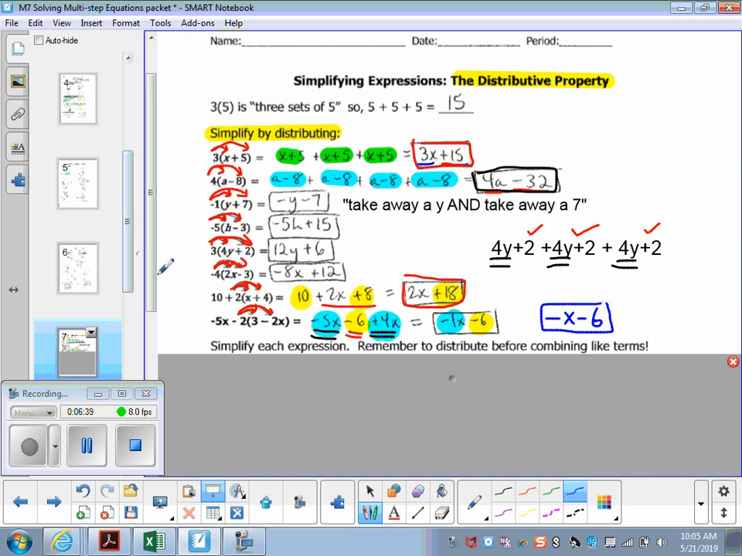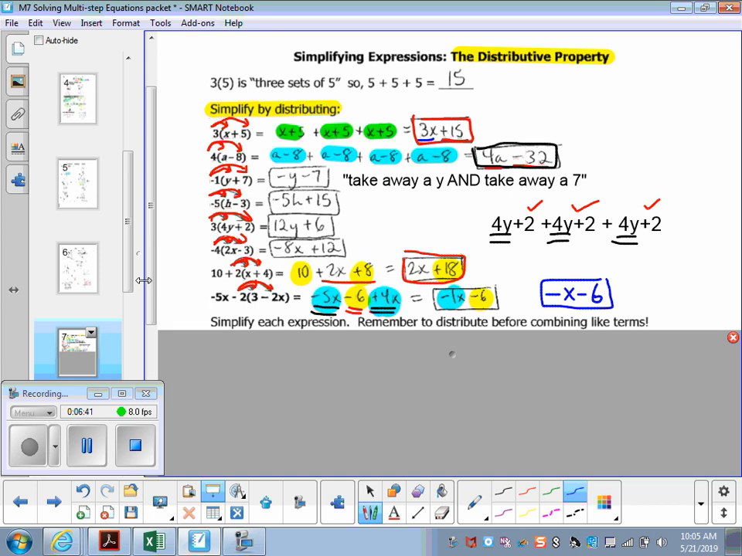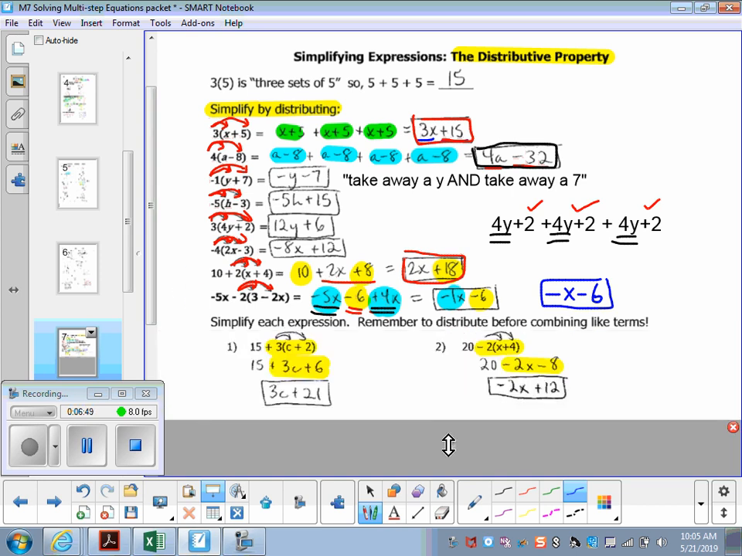Now the rest of the page here is designed for you to practice on your own. So now would be a good time to pause the video and just try on your own. But if you feel like you're not ready and want to watch me model the first two for you, feel free. So for number one here, I want to remind you guys that we are supposed to distribute, which is multiplying, before we add or subtract, which is combining like terms.